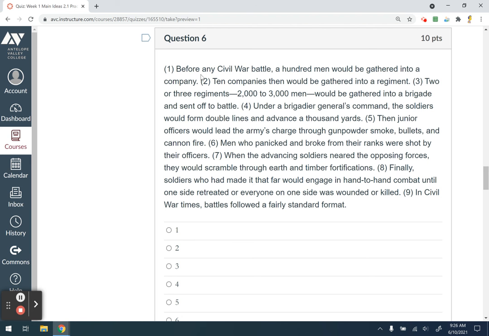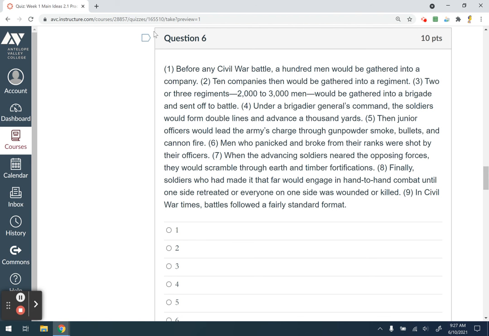So you have words like "before any Civil War." So before something happens, and then it says 10 companies then. So cause and effect then. So before, and then it gives you what they have to do. Then, and then would be gathered and sent off to battle, would form under a brigadier general's command. So it's giving all these details, it's a listing. You can tell they're details.